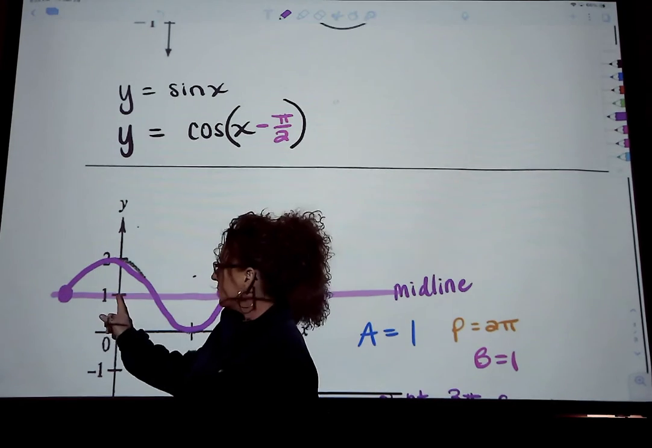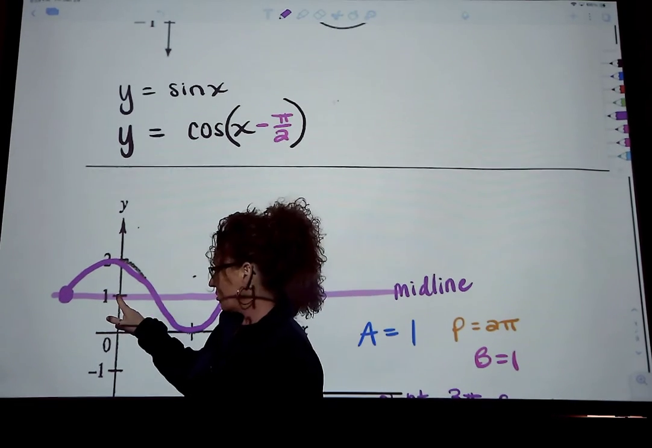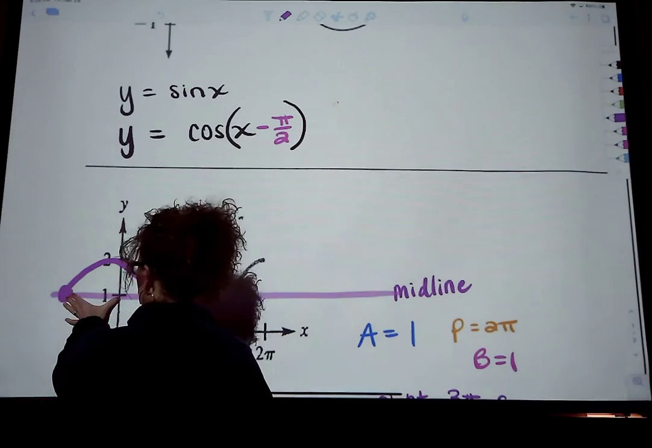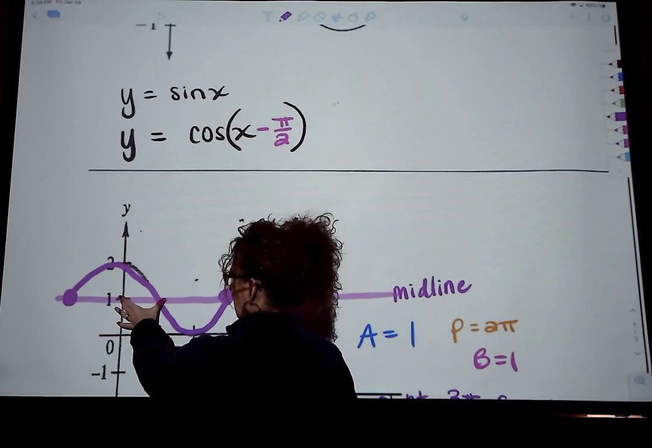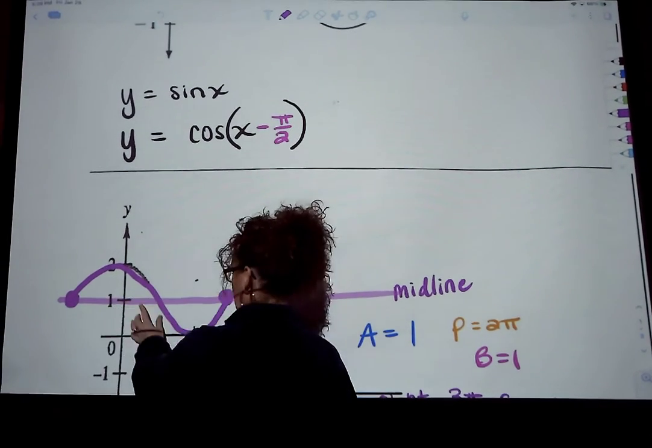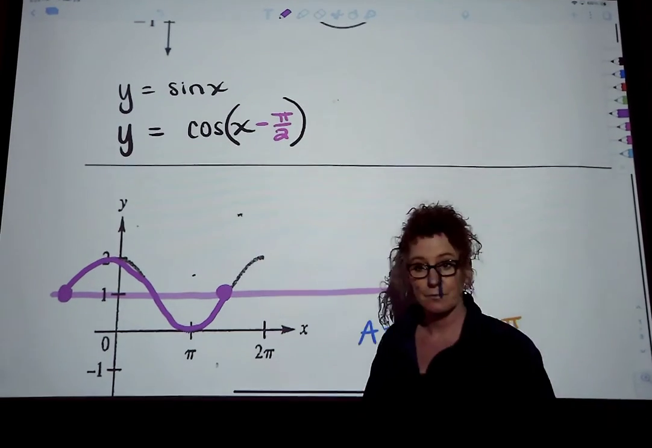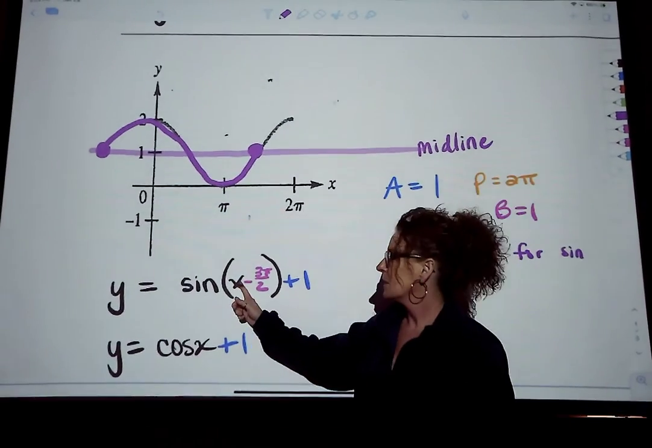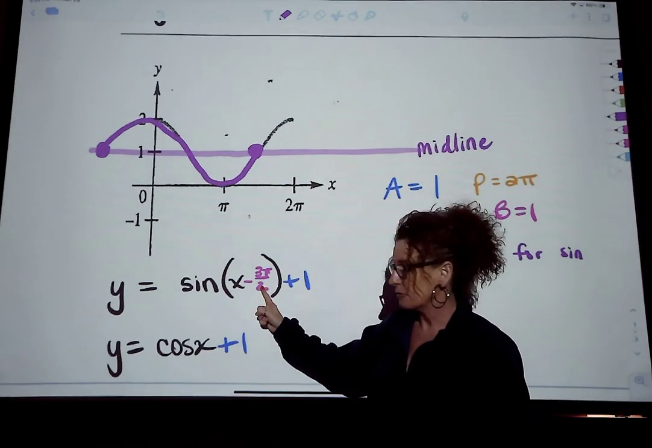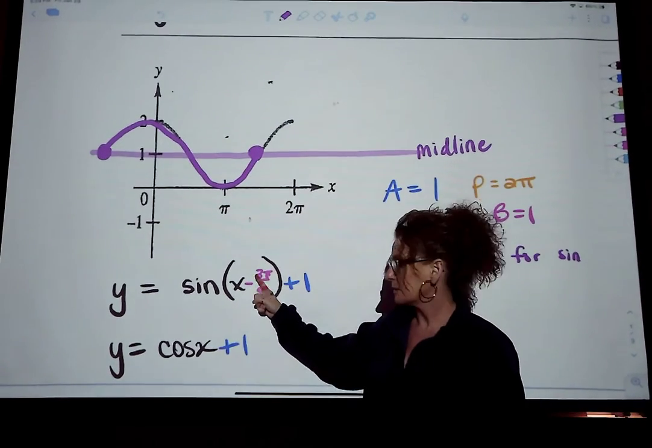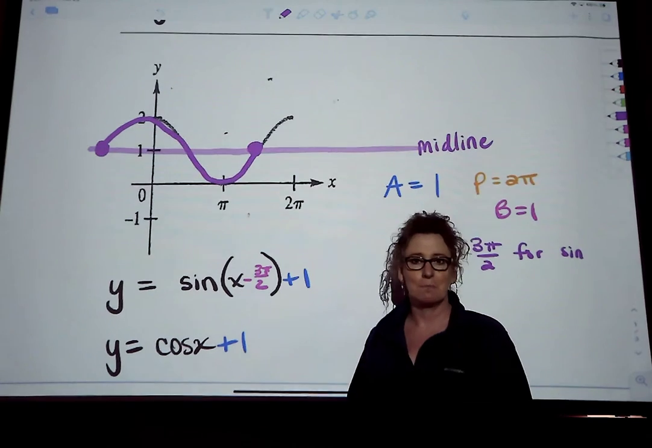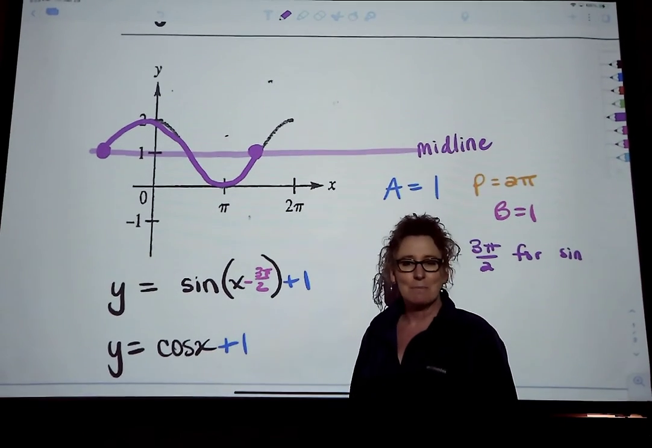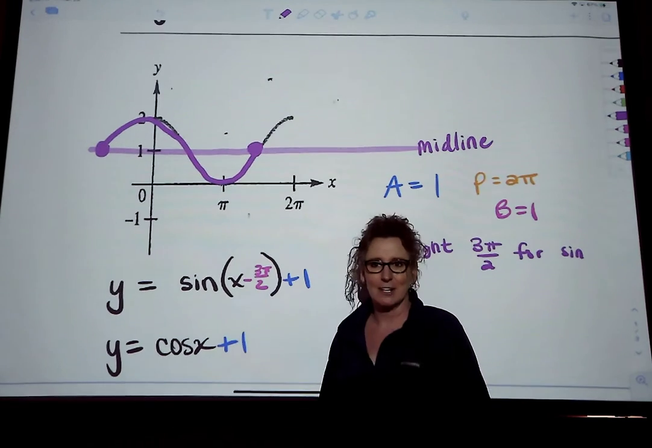Well, from the normal place to start, it would have to go left. How far is that? Pi over 2. So maybe your equation says left pi over 2. That's okay. Plus pi over 2. That's acceptable. And I'm going to have that as an option on my answer key for those of you that see it starting there.